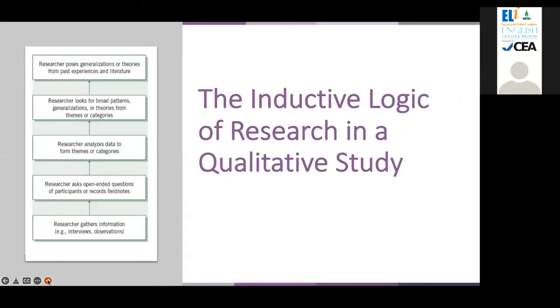Now, we looked at the flow of the use of theory in quantitative research. We need now to look at the same for qualitative research, which is inductive logic. Why do we say inductive? Because we start with the generalizations and the observation, and then we can actually generate a theory. So usually in qualitative research, researchers pose generalizations or theories from the past and the literature. And then they start to look for broad patterns, generalizations or theories from themes or categories.